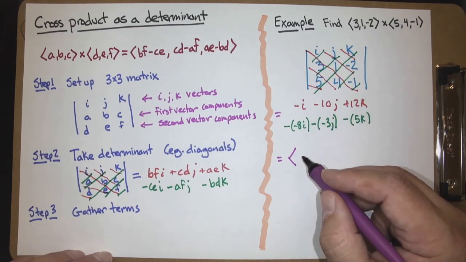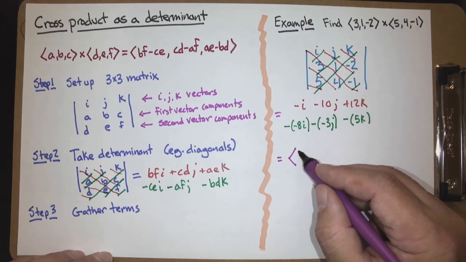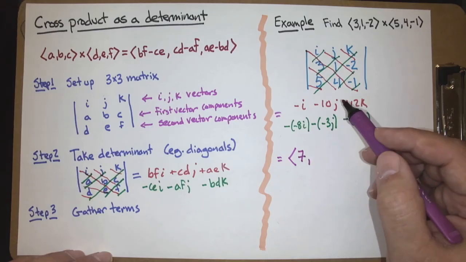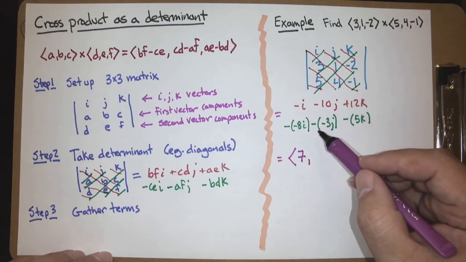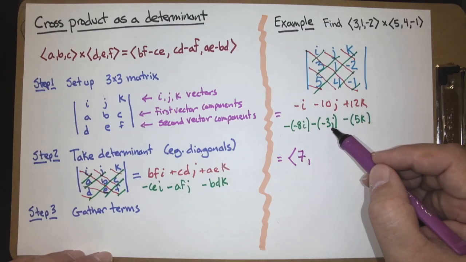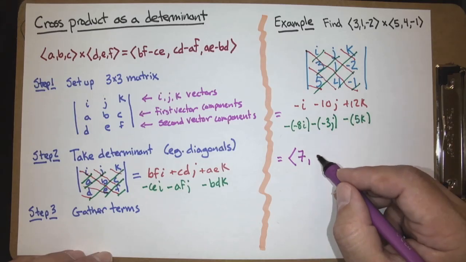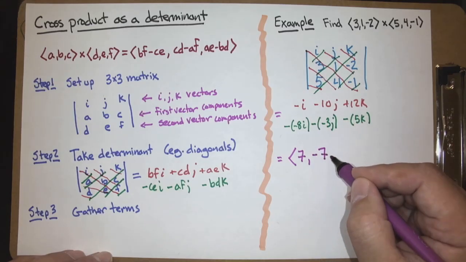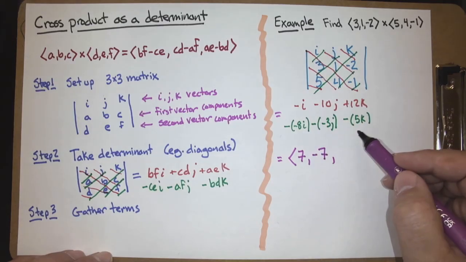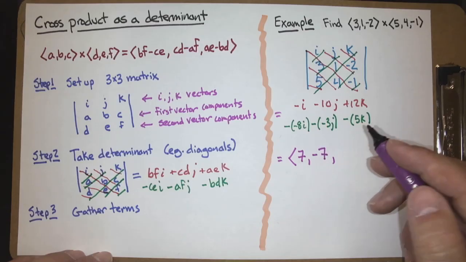Altogether that gives us 7. Minus 10, minus minus 3, negative 7. 12 minus 5, 7.